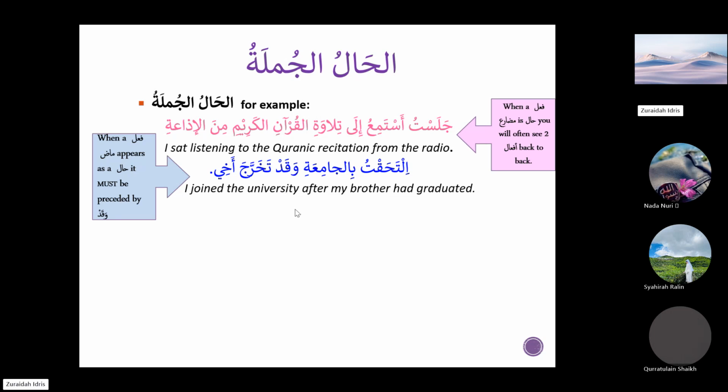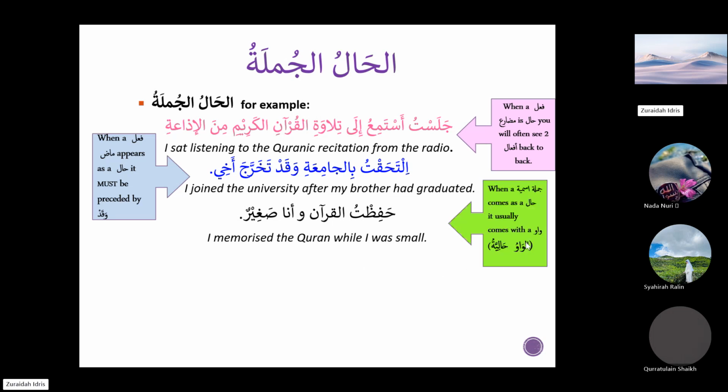And we find this in the Quran. Hafiztul Qur'ana wa ana saghirun. Now this is of course jumlah ismiyah. Ana saghirun, I am small or young. I memorized the Quran while I was small. There will be a better translation. And we call this waw haliyah.